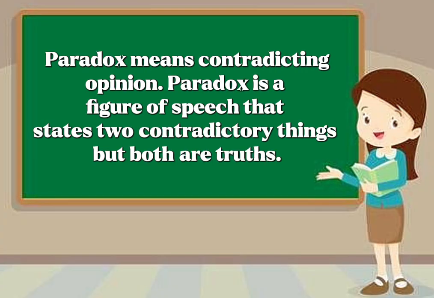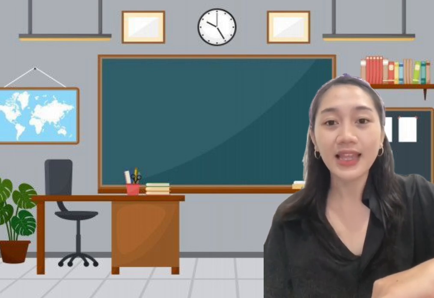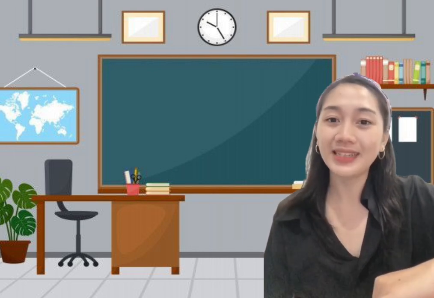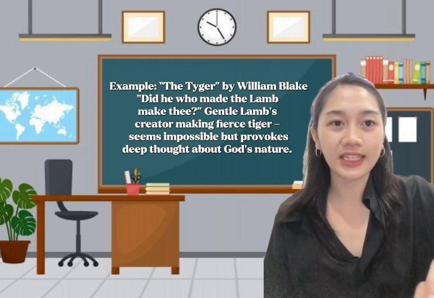Paradox means contradicting opinion. Paradox is a figure of speech that states two contradictory things but both are truths. So paradox is a statement that seems wrong or impossible at first, but it has a deeper meaning. For example, let's look at this.